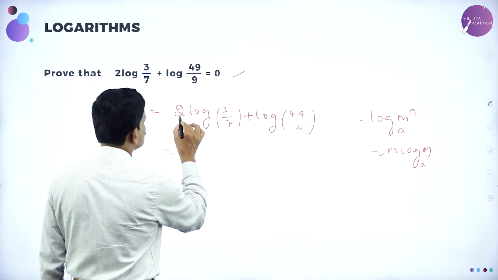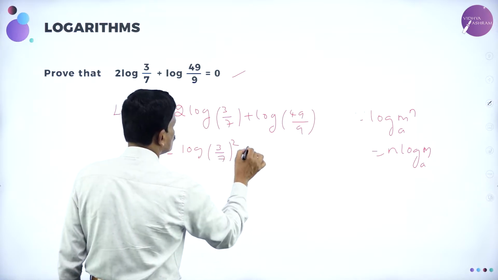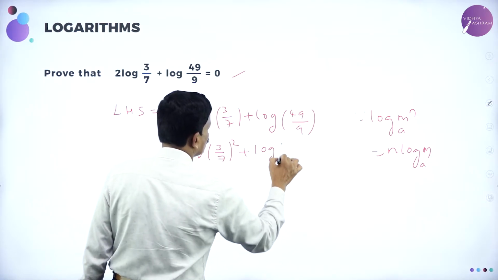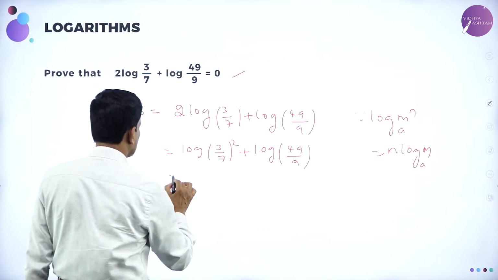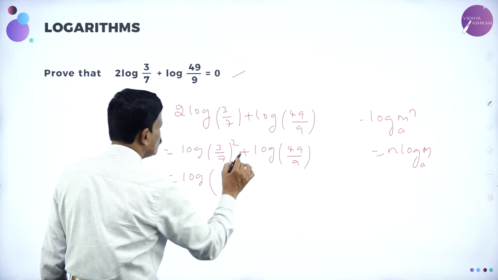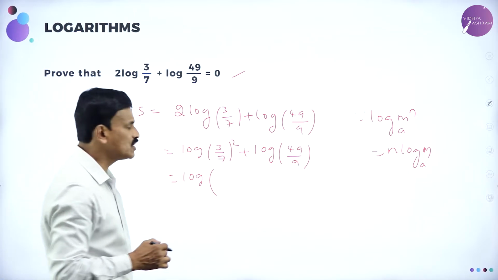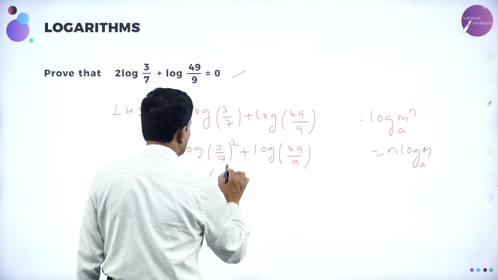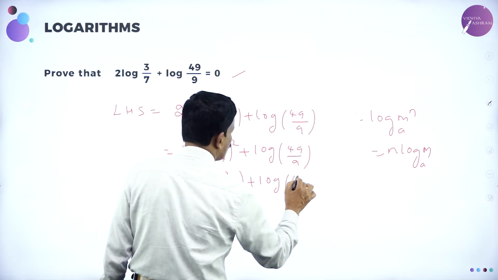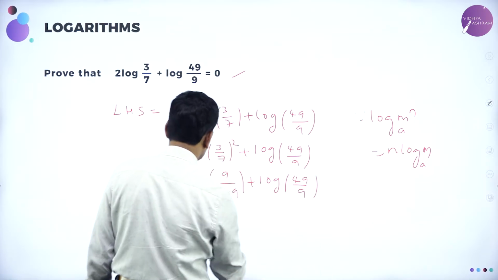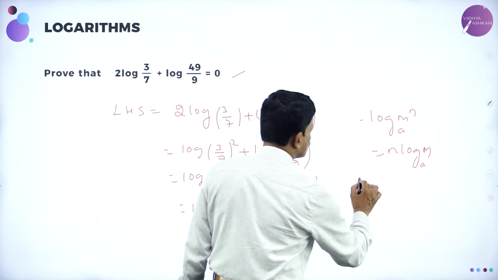So here n is 2 log 3 by 7 whole square plus logarithm of 49 by 9 as it is. Now this can also be written as logarithm of, cube this, 3 square by 7 square: 3 square is 9, 7 square is 49, plus logarithm of 49 by 9. Now if you observe carefully, this is of the form log m plus log n.